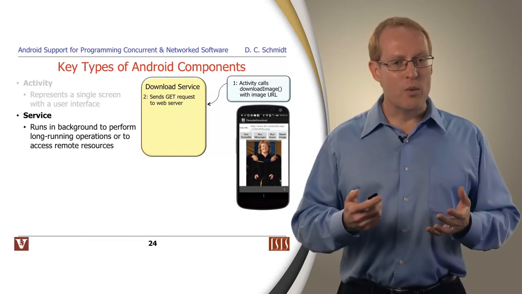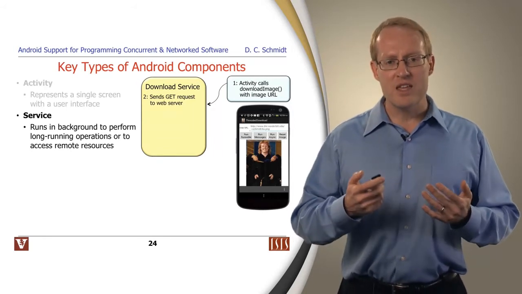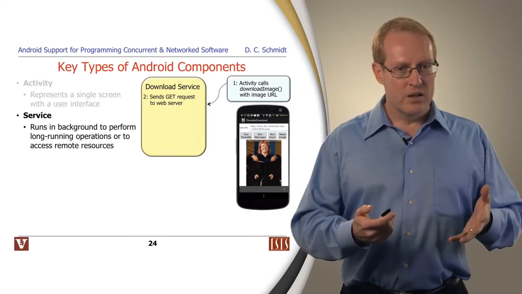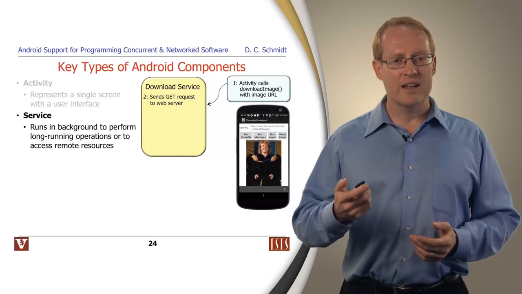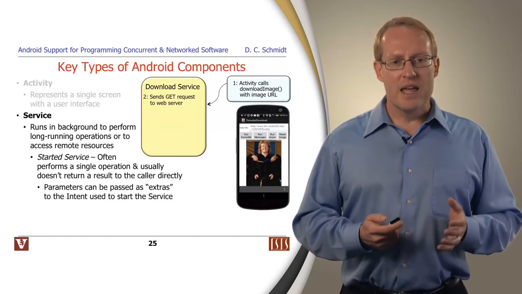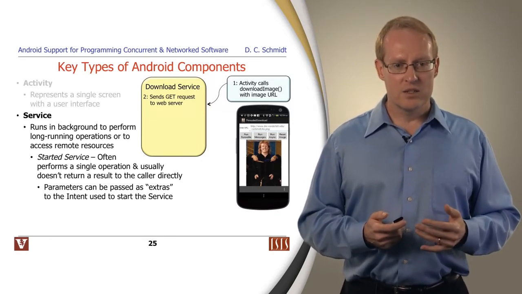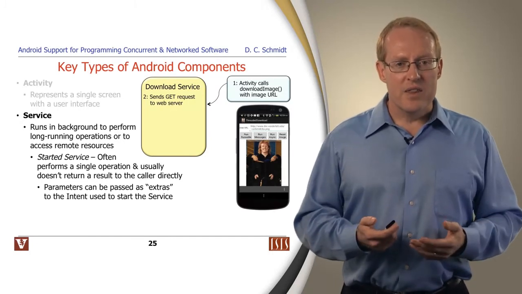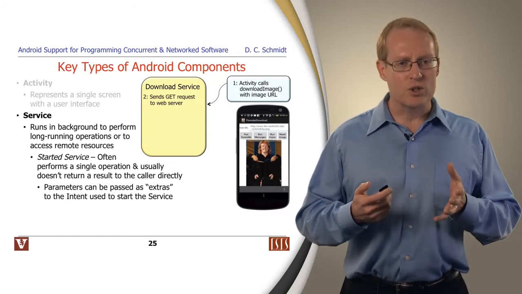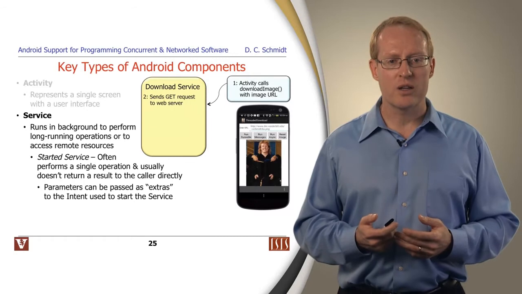The particular way we're going to use a service for our example application is to take the URL that was captured by the activity and then start a thread or threads to download the contents of that URL, the image, from a remote server. There's several different ways to start services in Android. One way is a so-called started service. These are usually done to perform a single operation and often don't return a result directly back to the activity or other part of the code that started them.